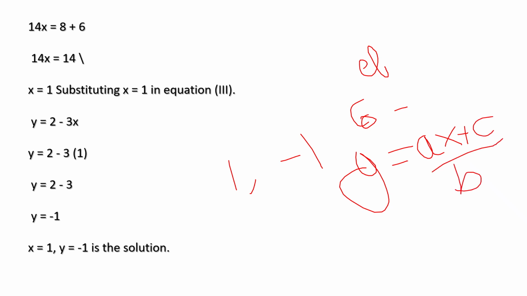And what is a system of linear equations? When we consider more than one equation at the same time, this is known as a system of linear equations.